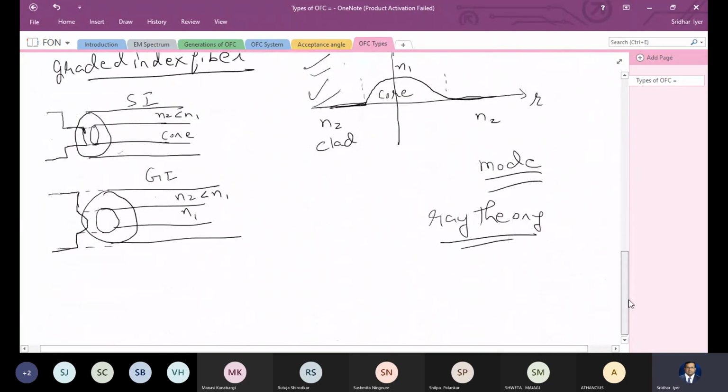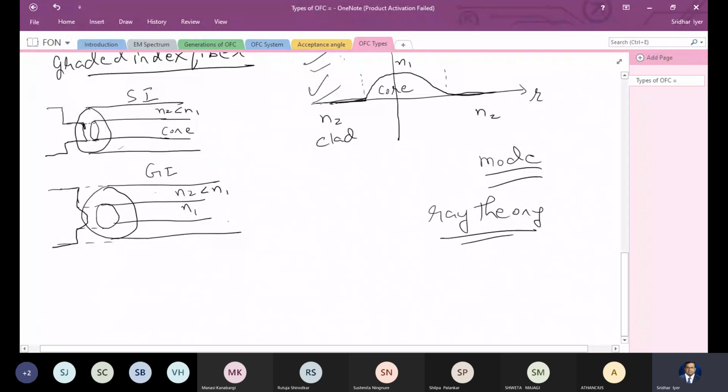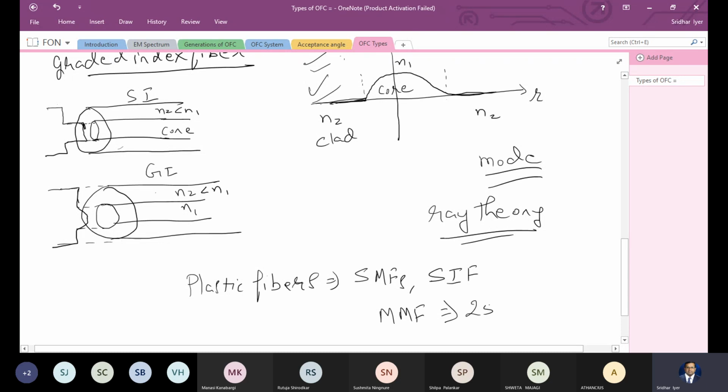Okay. So the fibers which are being used in India right now are usually the plastic fibers. They are single mode fibers, and they are step index fibers. In some office environments in the metro cities like Bangalore and Delhi, they do use multimode fibers, but these are very much limited to about 250 to 300 meters, because you start getting a lot of dispersion out of multimode fibers for longer distances than that.